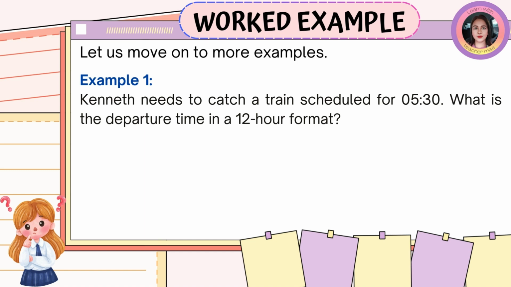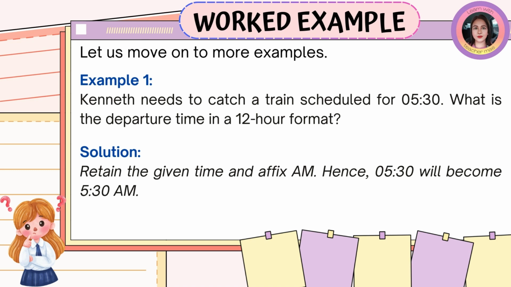Example number 1, Kenneth needs to catch a train scheduled for 05:30. What is the departure time in a 12-hour format? Solution: retain the given time and affix AM. Hence, 05:30 will become 5:30 a.m.